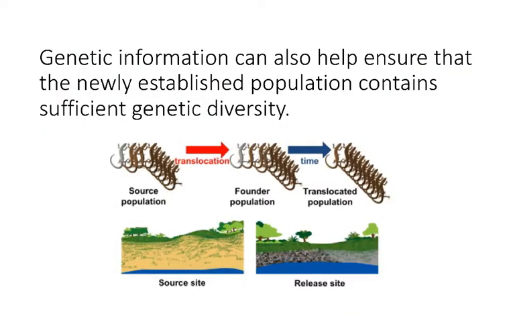Another thing we can use genetic information for is to help us make sure that this new population we're establishing has enough genetic diversity. So remember, this is important because in order to have a reasonable probability of adaptive potential and to avoid potentially deleterious effects of inbreeding and genetic drift, we want to make sure we have appropriate genetic diversity. So essentially this founder population that we're moving, that we're translocating, we want to make sure that they have high genetic diversity.